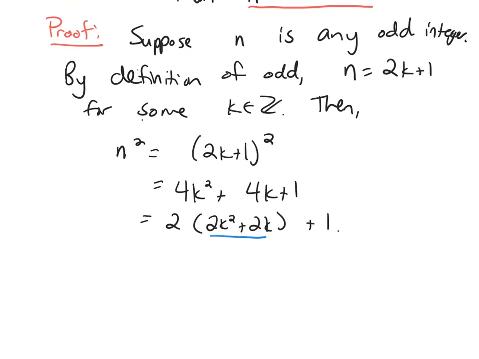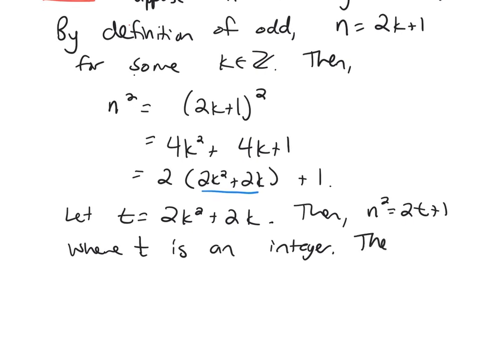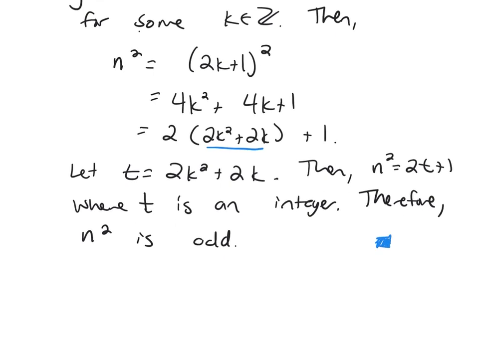So I'm going to relabel that part that I've underlined in blue. I'm going to let t be 2k squared plus 2k. Then we have n squared equals 2t plus 1, where t is an integer. Therefore, n squared is odd. And that was the conclusion I was building up to there. So there we go. Our proof is complete. Our proof by contraposition is complete.